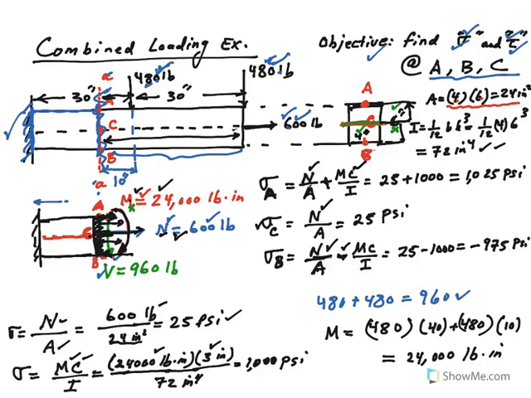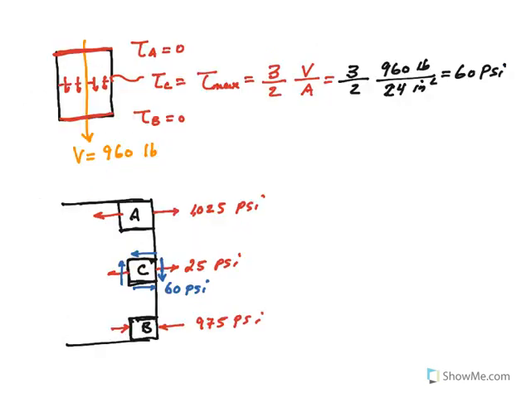So look, we have already the numbers here, right? 25 plus 1,000, that's 1,025 in tension. Just 25 psi due to this axial load here. And then the difference, 25 minus 1,000, minus 975. So that takes care of your normal stresses at A, B, and C. Let's go ahead and take a look at the shear stress.